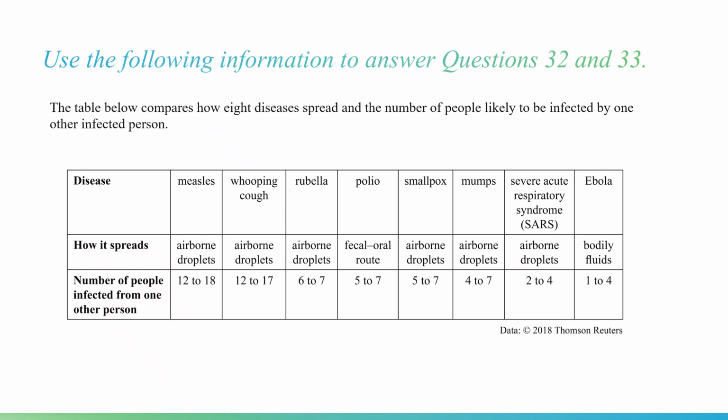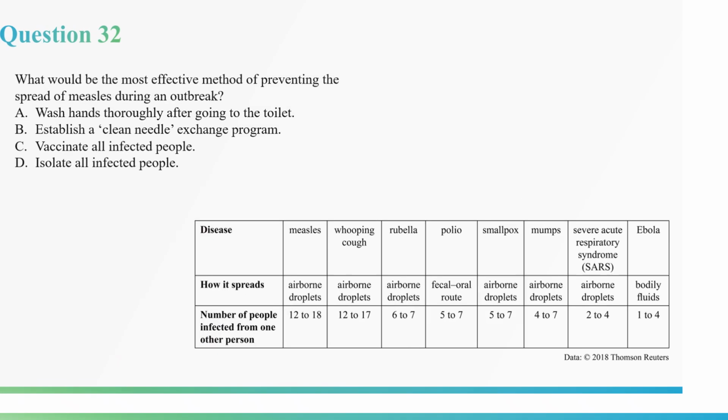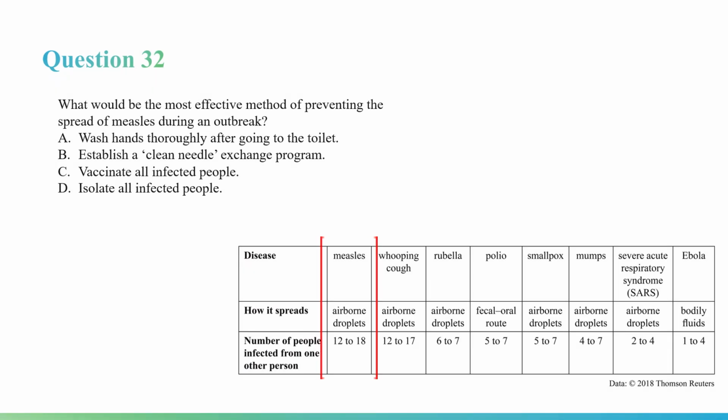The table below compares how 8 diseases spread and the number of people likely to be infected by one other infected person. Measles spreads via airborne droplets. Isolation of infected people is the most effective way to prevent its transmission.